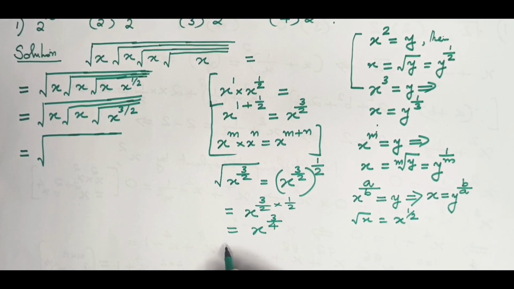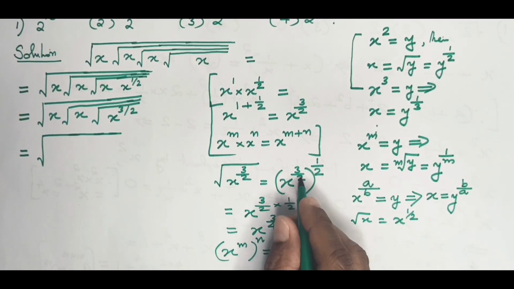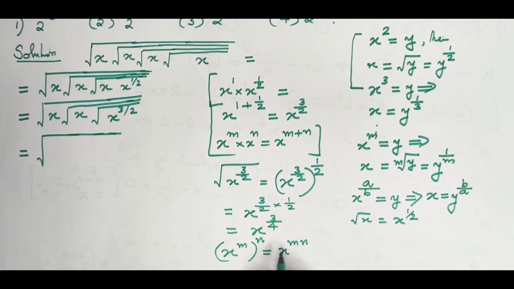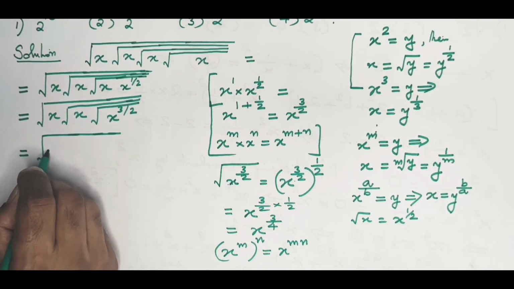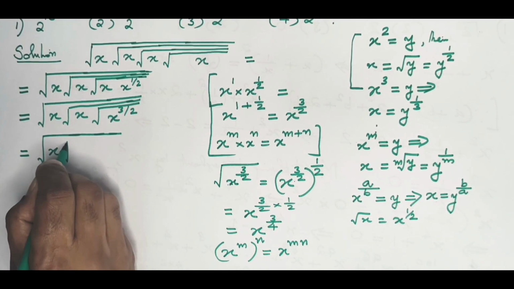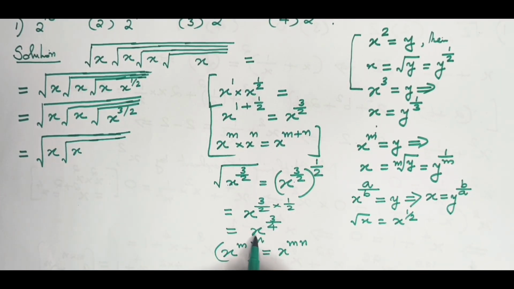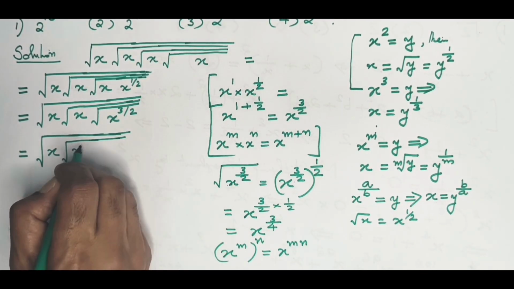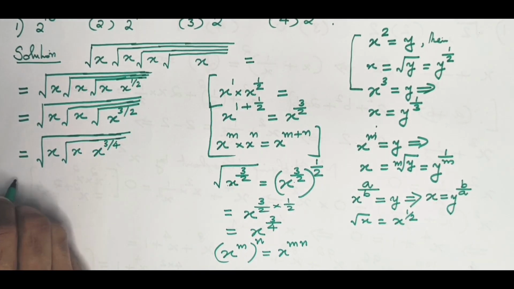Here I have used law of index like x to the power of m, the whole to the power of n is x to the power of mn. That's what I have used for converting this into this. So here it becomes, that is this. And on simplification, you got x to the power of 3 divided by 4. So x to the power of 3 divided by 4.